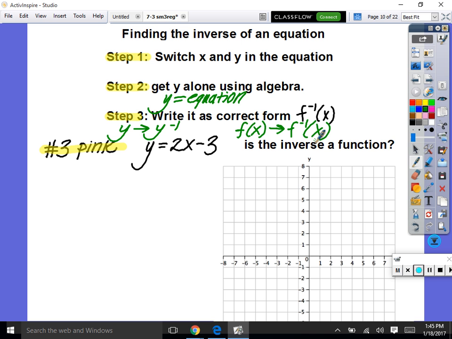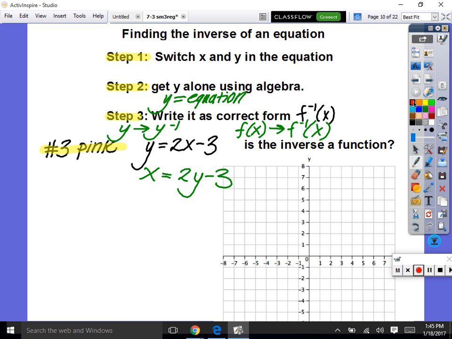All right, so let's do number 3 on the pink worksheet. Here we go. We're just going to follow these step-by-step instructions. So given y is equal to 2x minus 3, we're going to find the inverse. It's an equation, so we're going to follow these steps. To find the inverse, first switch x and y. So we're going to have x is equal to 2y minus 3. You see how I just switched x and y? Okay, we've done our first step.